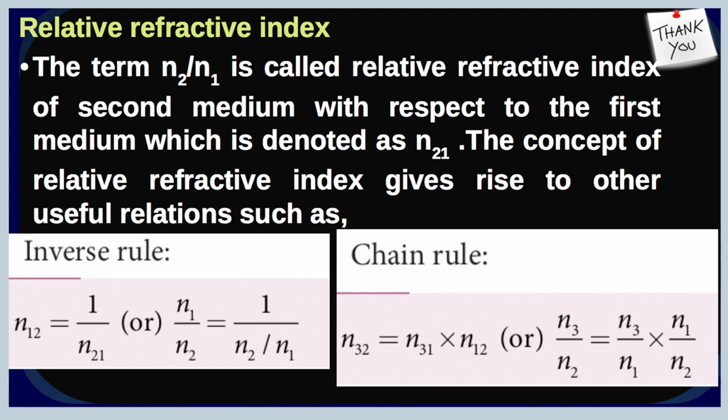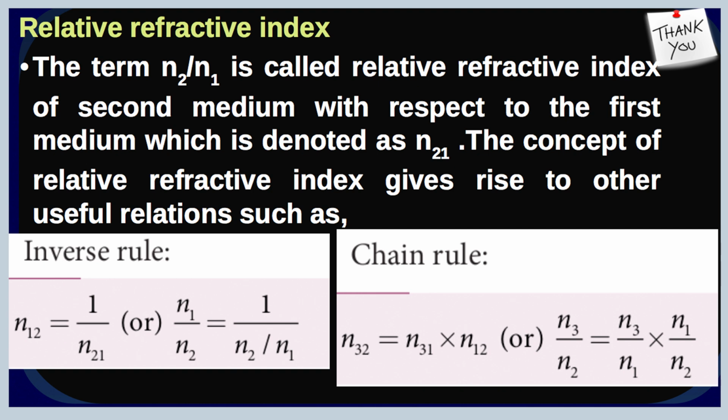So, the term n2 by n1 is called the relative refractive index, of the second medium with respect to the first medium, and this is denoted by n21. This concept of relative refractive index gives rise to other useful relations. n12, the refractive index of the first medium with respect to the second, is equivalent to 1 upon n21, or n1 by n2 is equivalent to 1 upon n2 by n1.